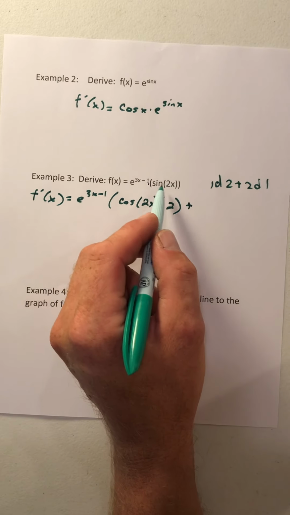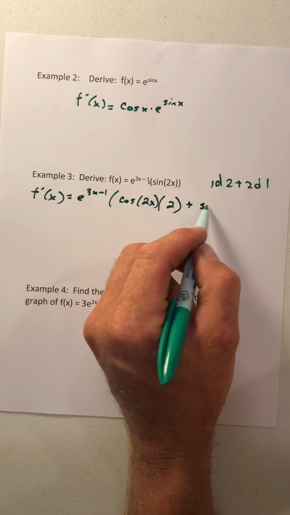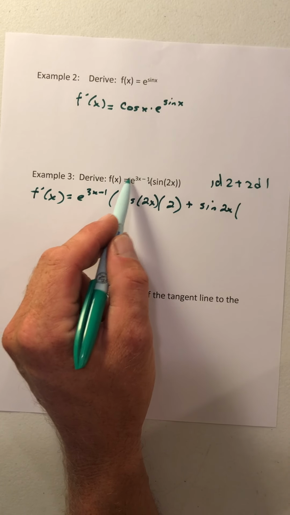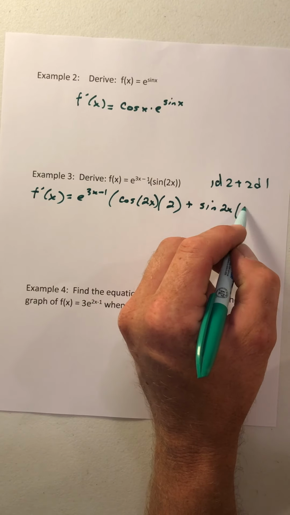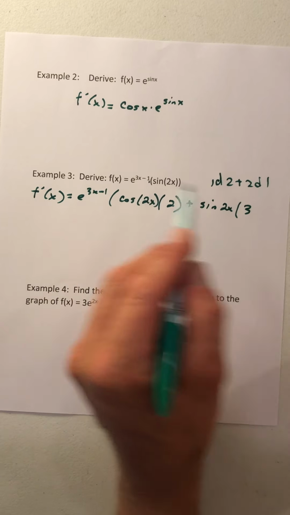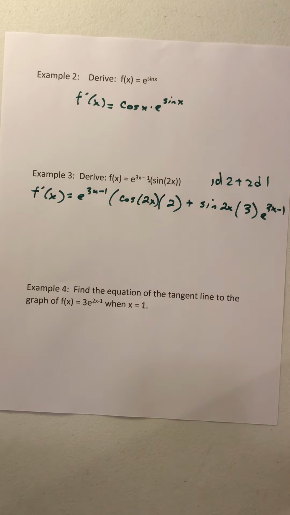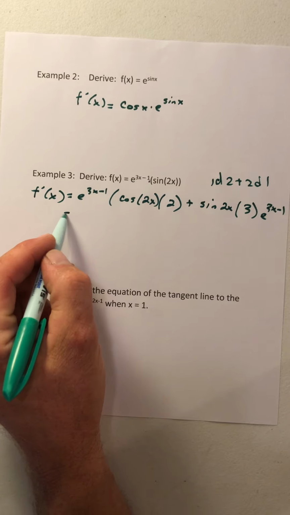To that, we're going to add the second term, the sine of 2x. And then we're going to take the derivative of e to the 3x minus 1. Derivative of 3x minus 1 is 3 e, and then again, that exponent of e is not going to change. Again, this would be a good enough answer for us. However, we could possibly see it.